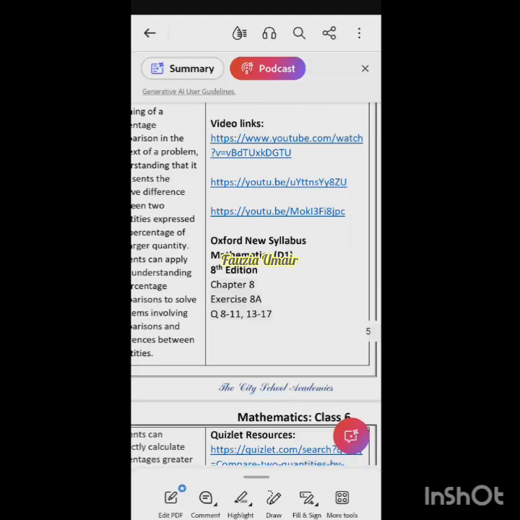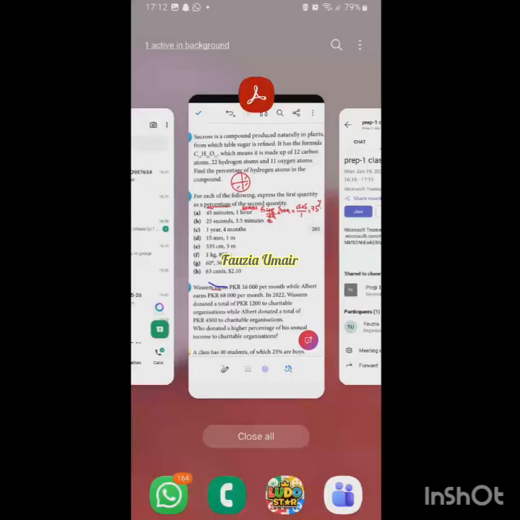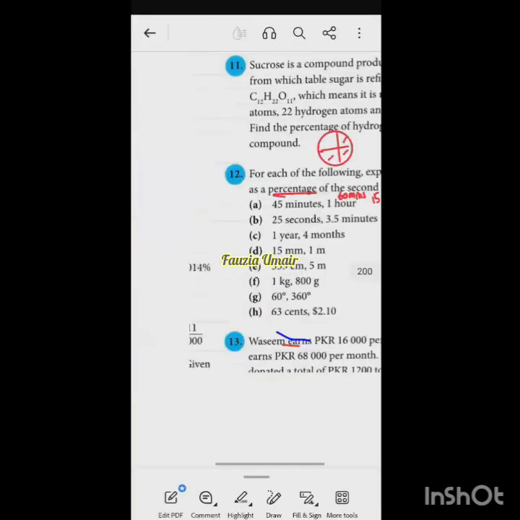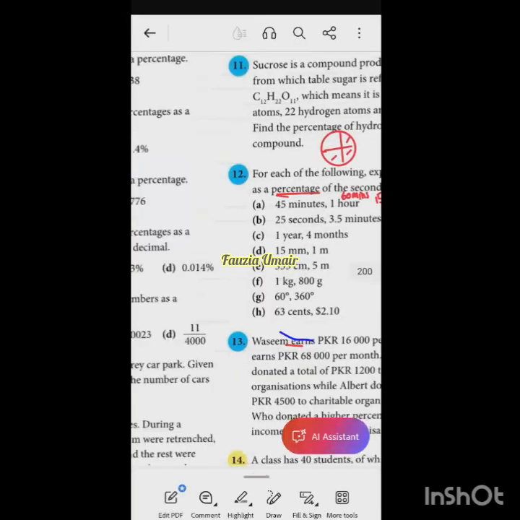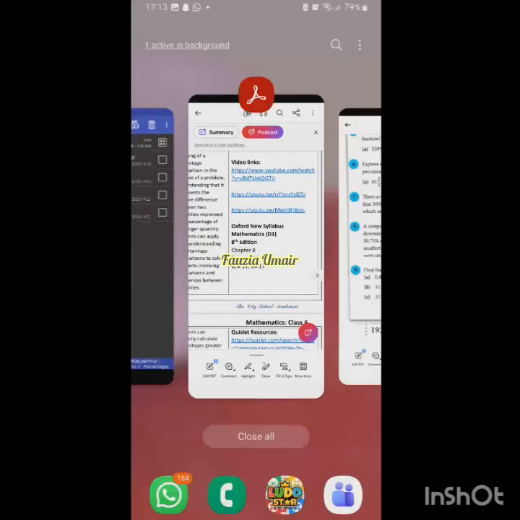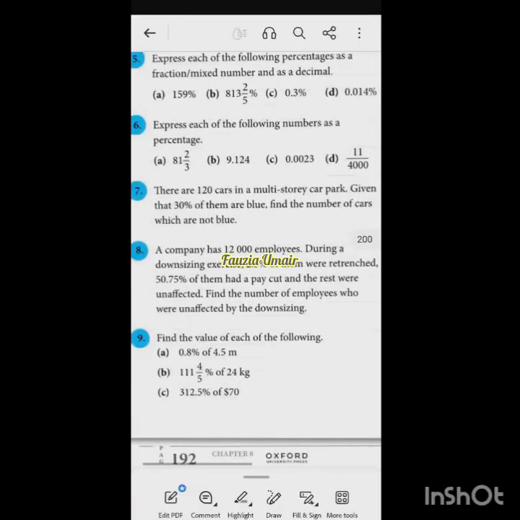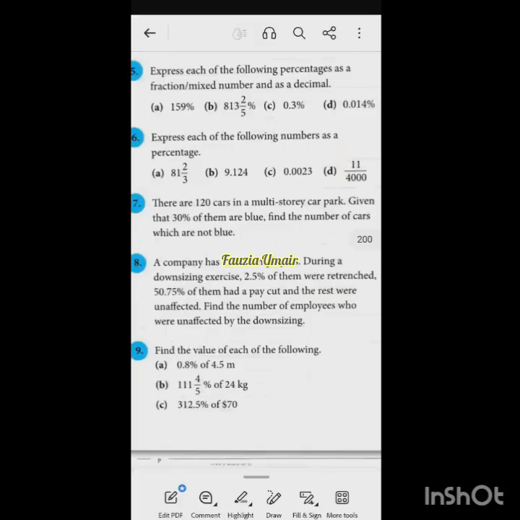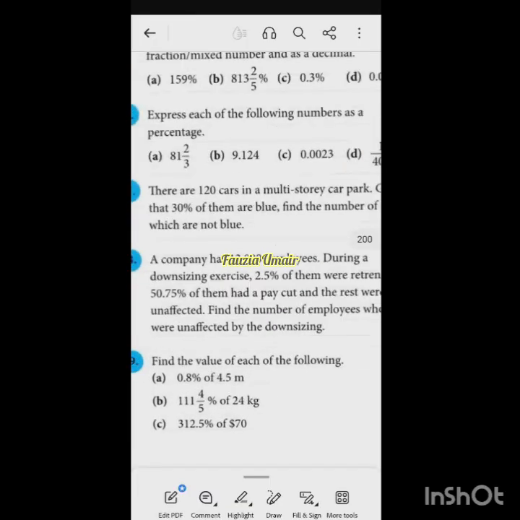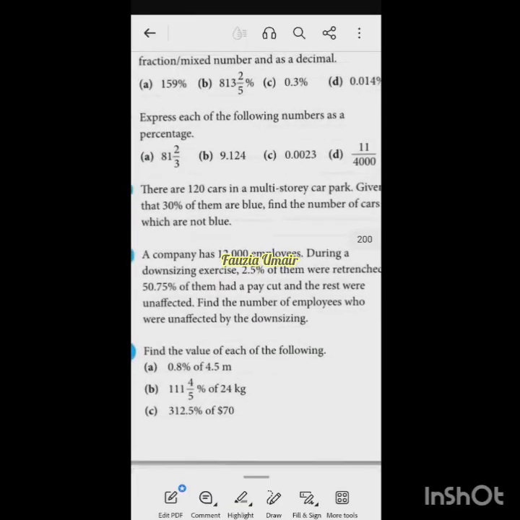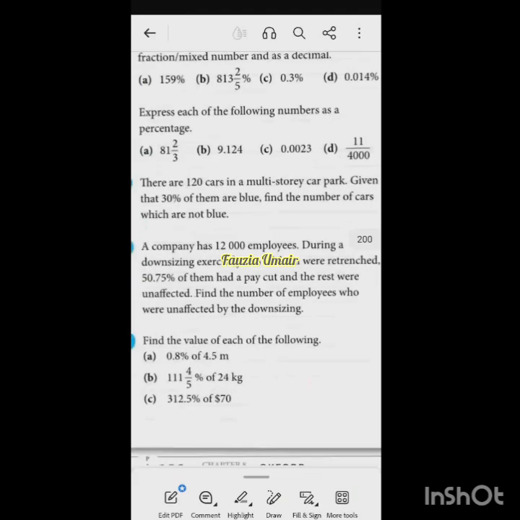So now let's see what is in questions 8 till 11. We need to see what is there in question number 8. So this is question number 8. Beta, can you see the screen and is it clear? Yes. All right. So our company has 12,000 employees.